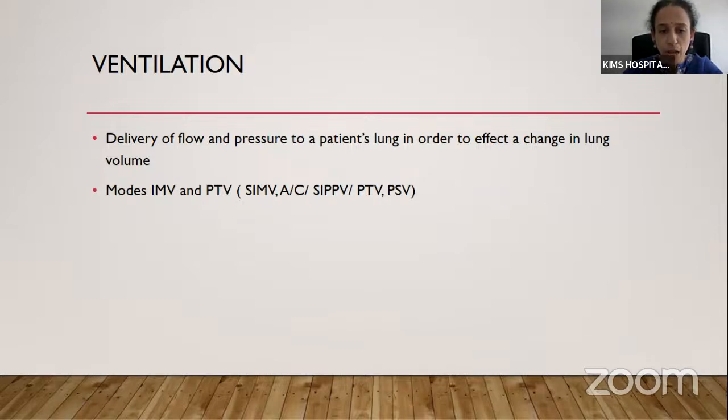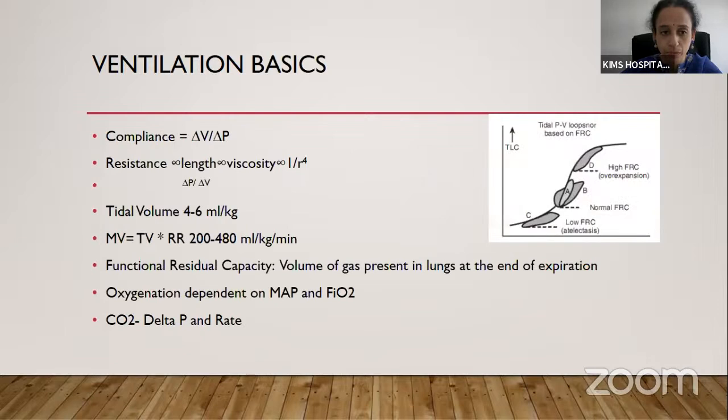In SIMV mode, as soon as the baby initiates the respiration, all the breaths are supported by the ventilator at the set defined rate. In assist control mode, the rate is also defined by the baby, in which all the breaths of the baby are supported by the ventilator. And in pressure support ventilation, even the termination sensitivity will be there. So the rate and the termination of the breath is also decided by the baby.